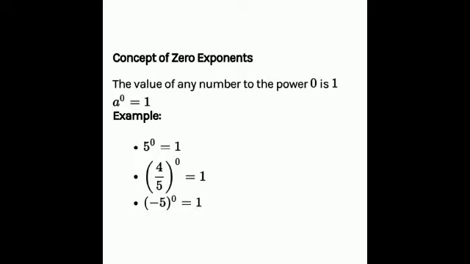a raised to the power 0 is equal to 1. So students, the value of any number to the power 0 is always 1. For example, 5 raised to the power 0 is equal to 1. Next example, 4 upon 5 whole power 0 is equal to 1. Next example, minus 5 raised to the power 0 is equal to 1.